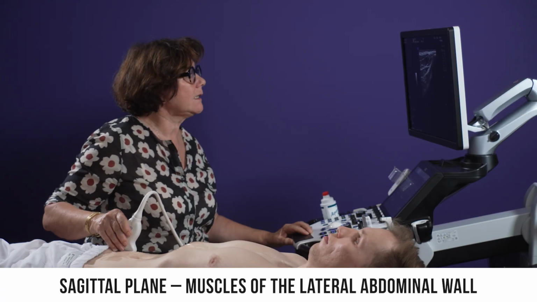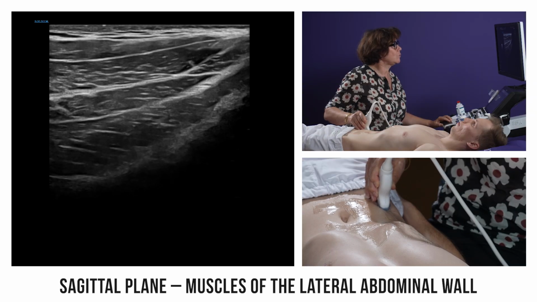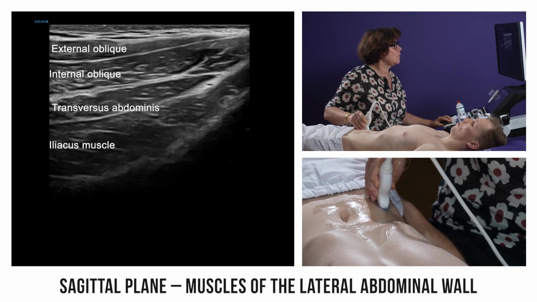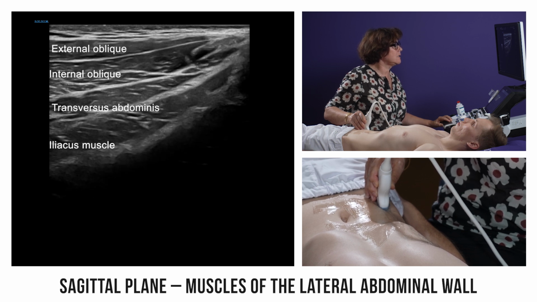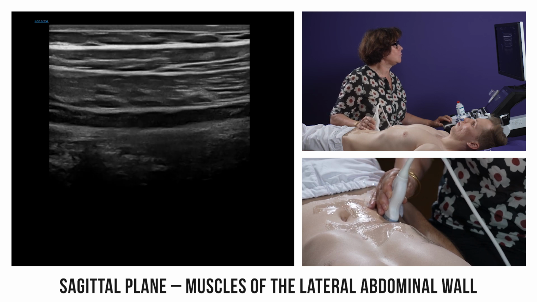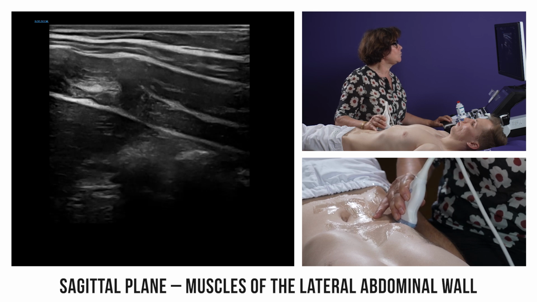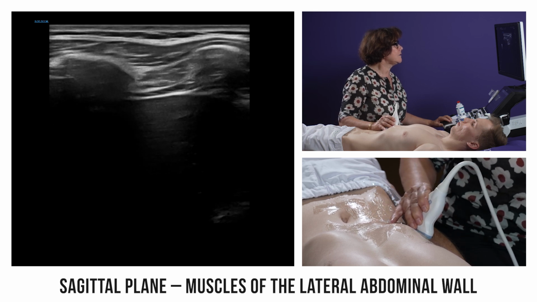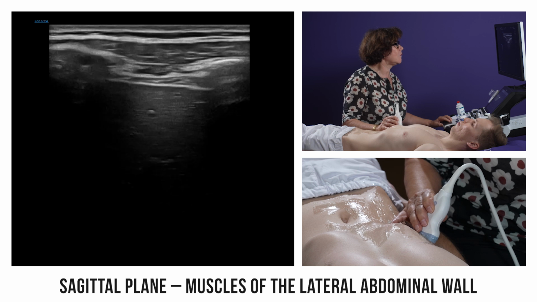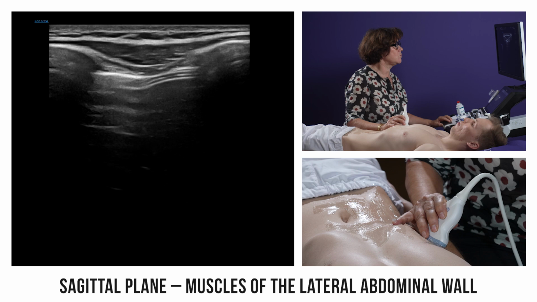In sagittal view, starting from the lower iliac crest, we see the layering of the 3 lateral abdominal wall muscles above the iliacus muscle. As we move upward towards the rib, the external oblique crosses over the rib cage, with fibers intimately related to those of the serratus anterior.